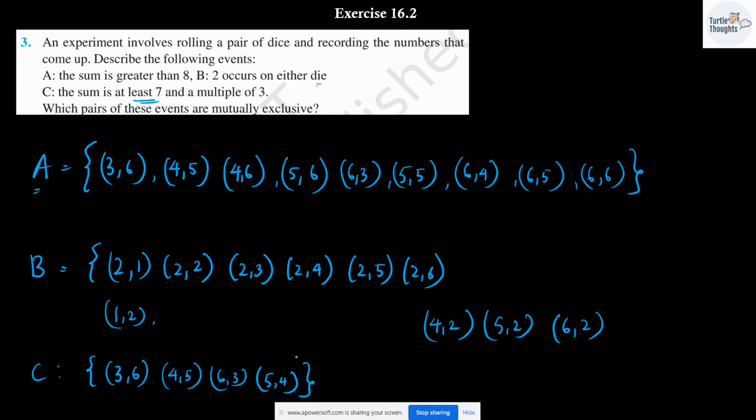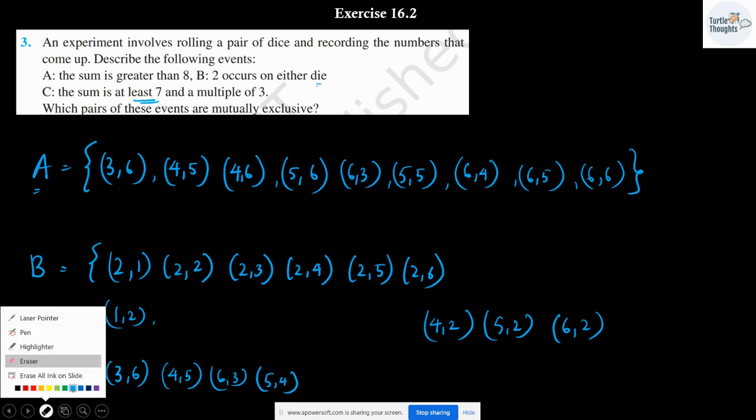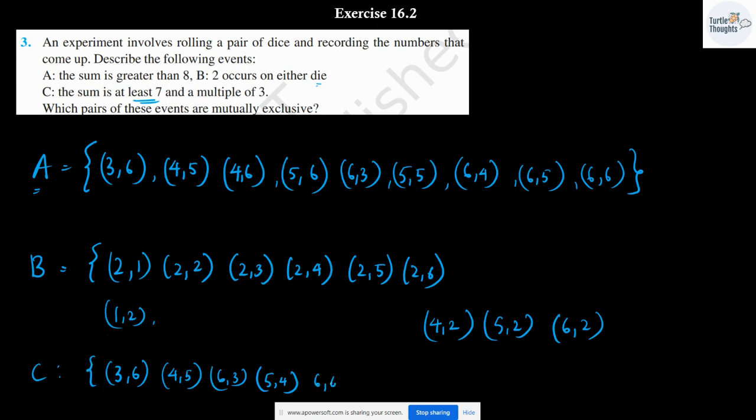These are your possible outcomes for event A, event B, and event C. Yeah, one more, sorry, I have forgotten one more. 6 comma 6 also you can write, because when you add 6 and 6, it is more than 7, and 6 plus 6 is 12. 12 is a multiple of 3. So these are the possible outcomes for A, B, and C.